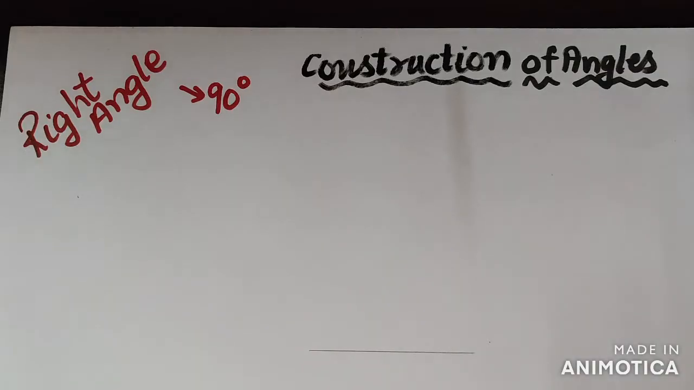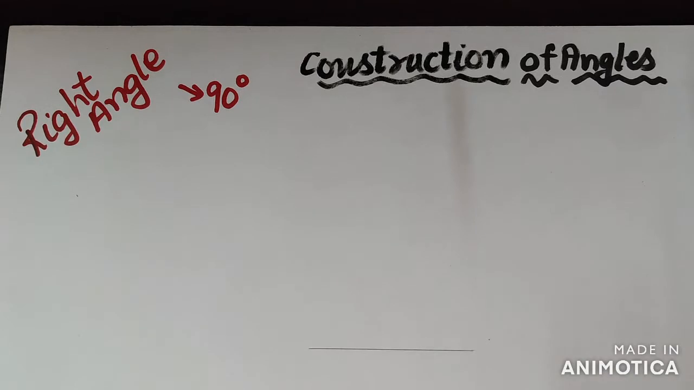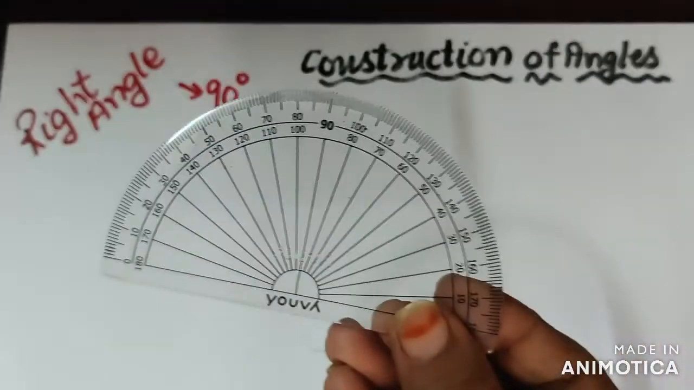Now children, after learning classification of angles, we will learn how to construct the different angles: right angle, acute angle, obtuse angle and straight angle, right? So as you know, an angle is measured with the protractor. Now this is the protractor. It is semicircle in shape.